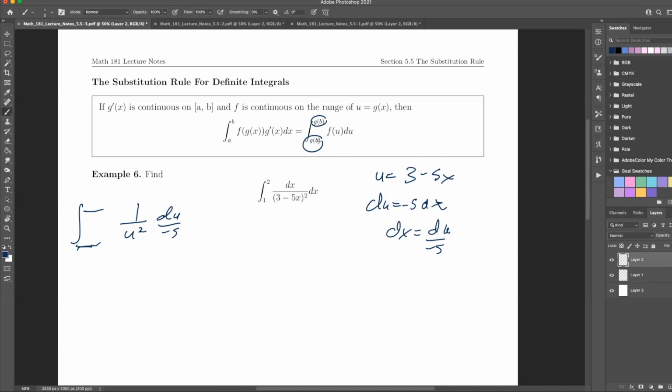Whoops. There's a typo here, isn't there? This should be g of a. Sorry about that. There's a typo there.